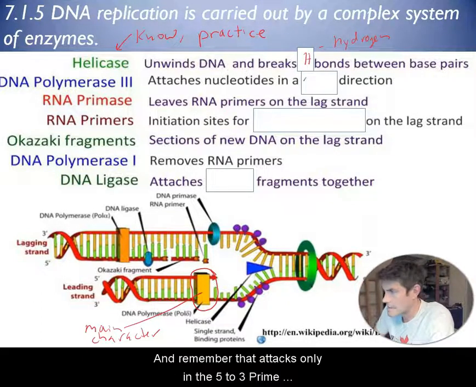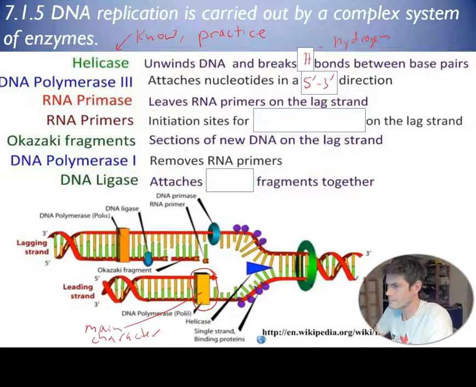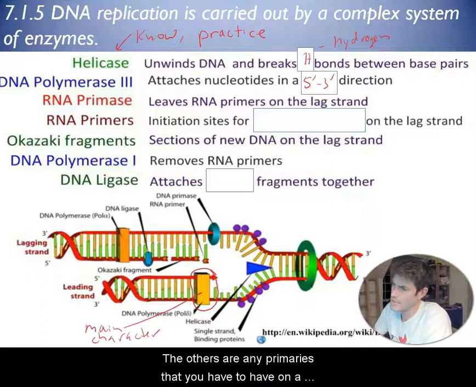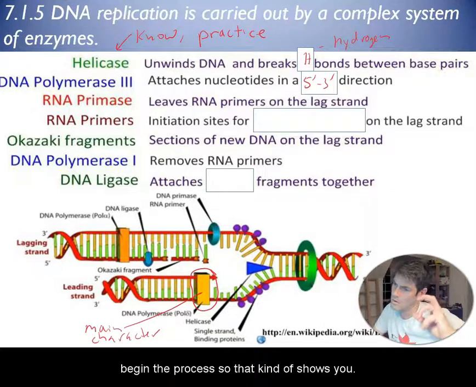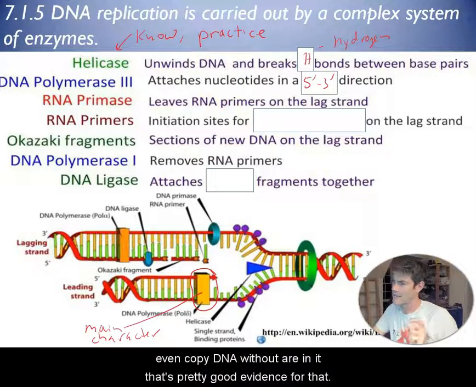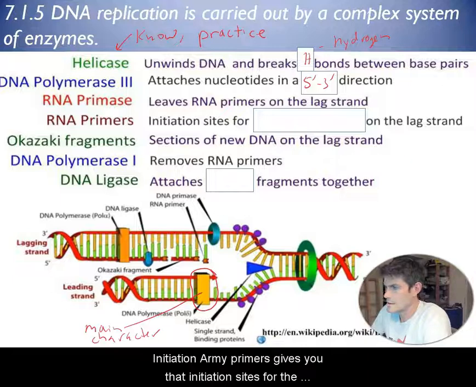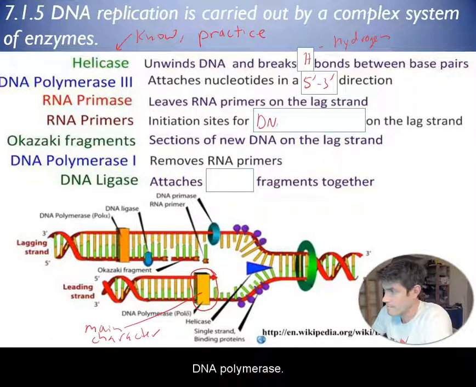And remember, they attach only in the 5 to 3 prime direction that we saw in the last slide. You have this RNA primase, that you have to have RNA begin the process. So that kind of shows you there must have been RNA before DNA, because you can't even copy DNA without RNA. So that's pretty good evidence for that. Initiation, RNA primers, it gives you those initiation sites for the DNA polymerase.